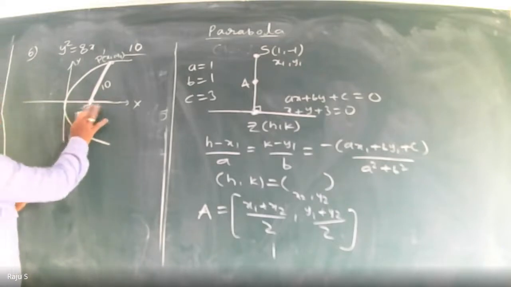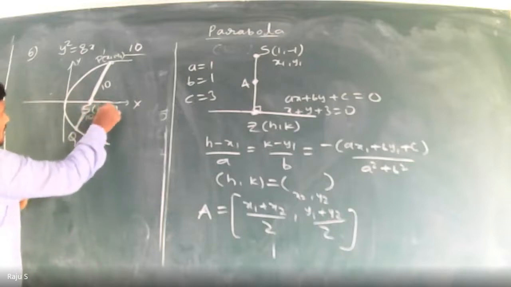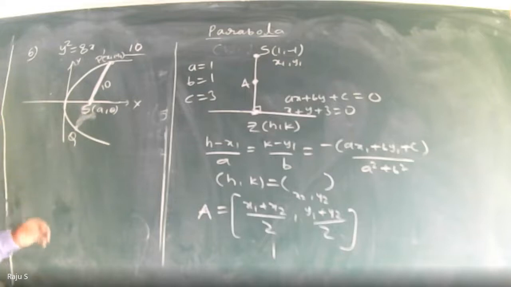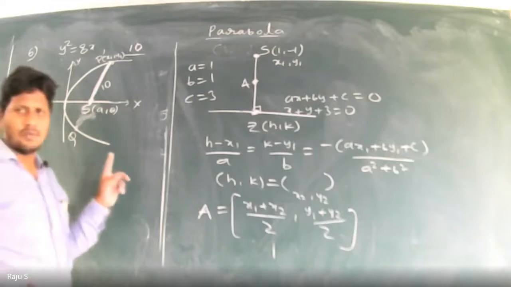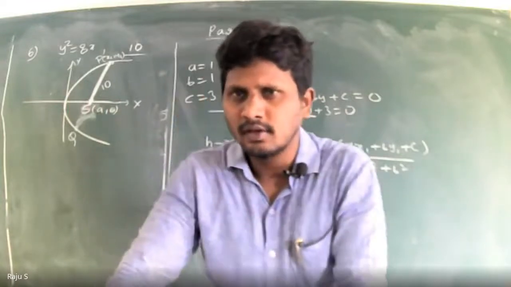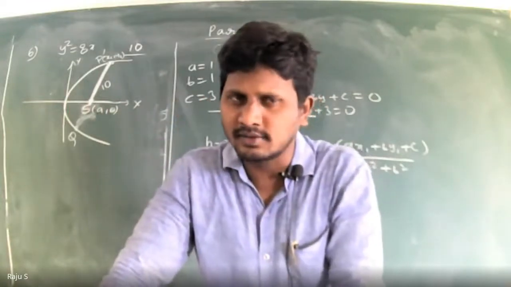When the focus, if I take the focus as (a, 0), always the focus can be compared with (a, 0) all over. Can anyone tell what is the focal distance? Just now I have given the formula, a very important formula I said.